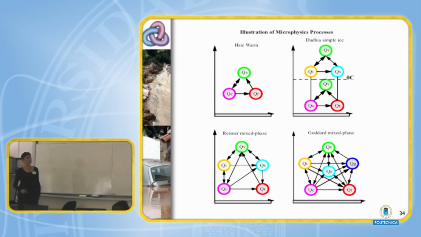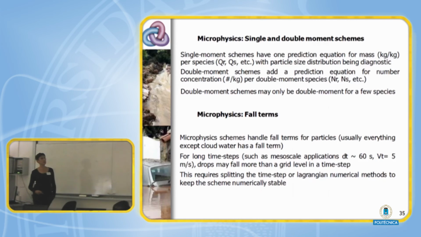So if you include more of that changing and interaction, probably your forecast will be much better if we are talking about microphysics and especially convective precipitation. And in microphysics, you can use single and double moment schemes. Single moment schemes have one prediction equation only for mass and particle size distribution, and double moment schemes add a prediction equation for number concentration.